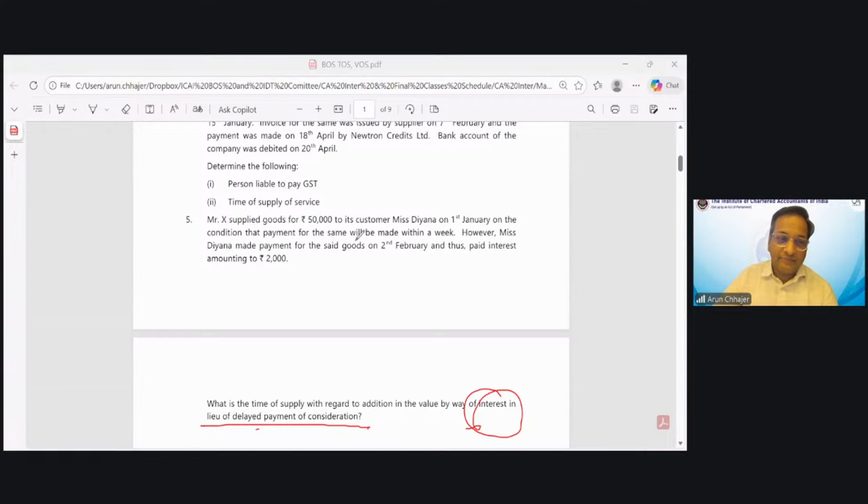Now tell me. They are only asking for the interest. Correct. Navneet, Mahalakshmi, and what is your answer, Mr. Linga? Delayed payment interest is added, but when? What is the time of supply, on 1st January or on 2nd Feb? Mr. Linga, will it be 1st Jan or will it be 2nd Feb?